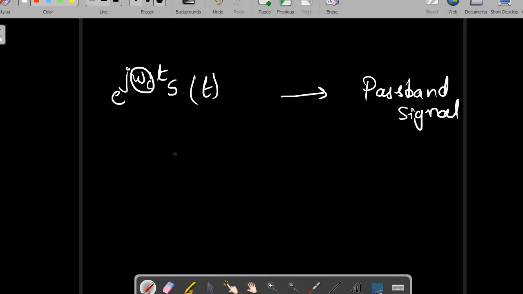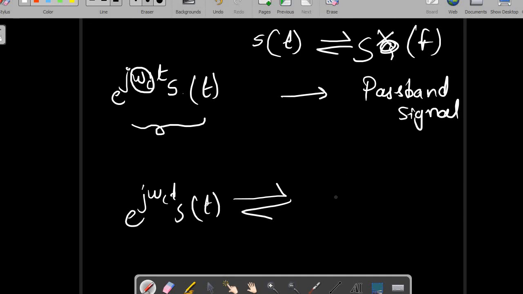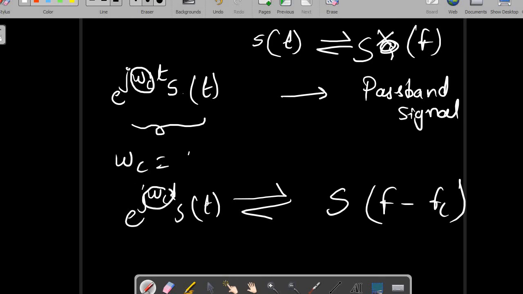If we look at the Fourier transform property, let's say s(t) has Fourier representation S(f) in the frequency domain. Then by the Fourier transform property, e^(j omega_c t) s(t) will have Fourier representation S(f minus f_c). Obviously we know that omega_c is given by 2 pi f_c, so this f_c is here.